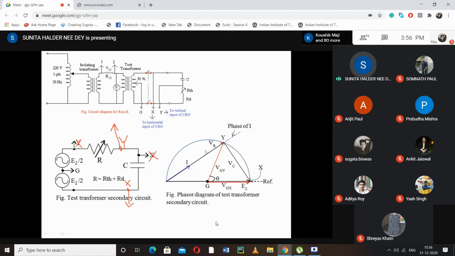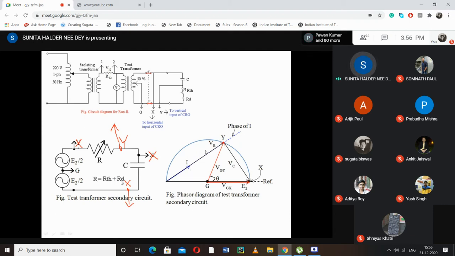Now, if we draw the phasor diagram, right, then obviously total voltage is E2. This is simply a RC circuit. If you forget about the transformer, then it is a RC circuit. We are supplying with an AC voltage, that AC voltage is the secondary voltage of the test transformer. Then E2 is the supply voltage. Then it is a series RC circuit. Then for this series RC circuit, obviously current will be leading from the voltage. If we take E2 as reference phasor, then current will be leading from voltage.